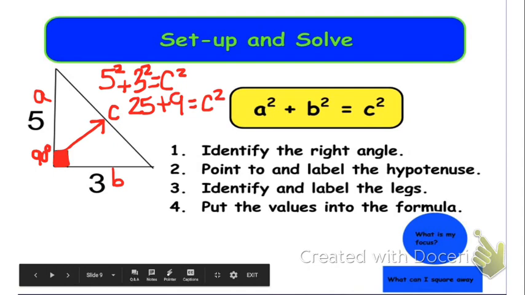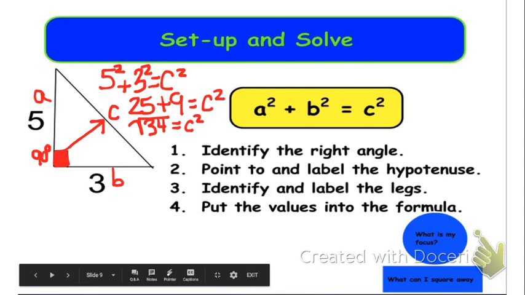Okay, so now that I have squared 5 and 3, I can add those two together. And when I add 25 to 9, I'm going to get 34. Okay. Now, what I'm going to do is take the square root of 34, and that's going to give me side C.